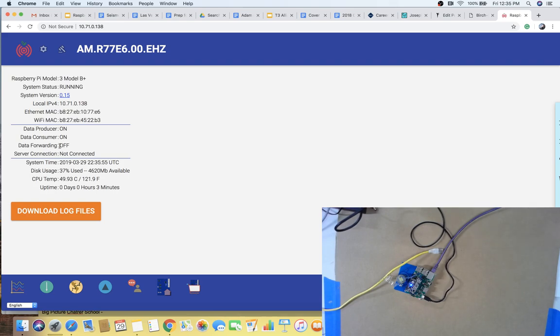Consumer on data forwarding: if you want to share your data with the entire world publicly or not, that's up to you. We encourage, of course, sharing your data all over the world. I do anyway. If that thing is not on, you will not see your dot on that big map, right? Right. If it's off, you're just collecting data on your local Raspberry Shake, not sharing it. Server connection: because you're not sharing, you don't have a connection. And all the system info is down here.